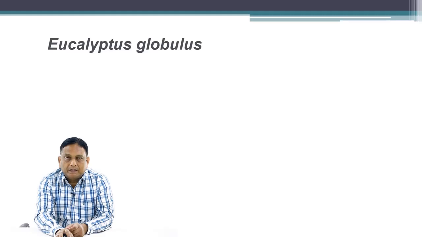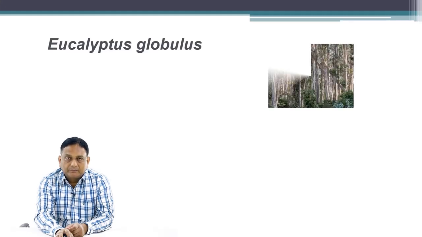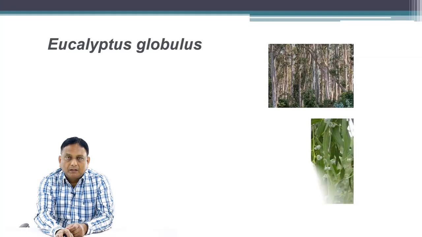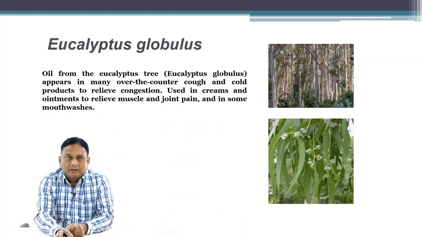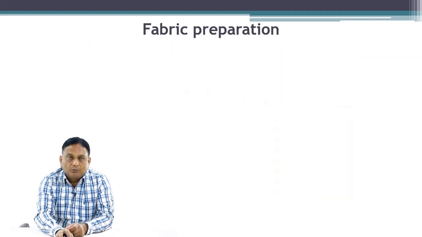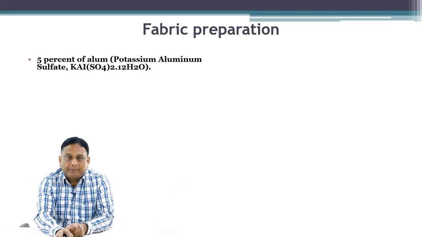As we can see here, Eucalyptus globulus is a very famous tree, and this eucalyptus tree can be processed and oil can be extracted from it. This is normally used for medicinal purposes like cough and cold, relieving congestion, and it is used in creams, ointments and for joint pain, etc. Now how is this applied to the fabric?